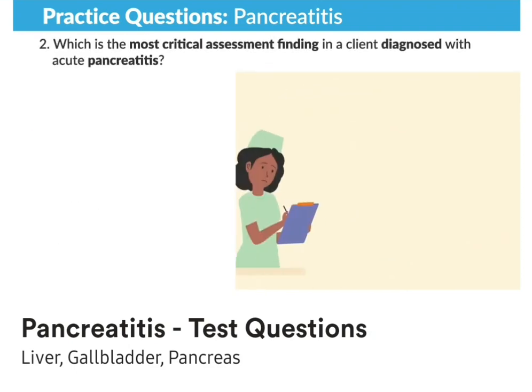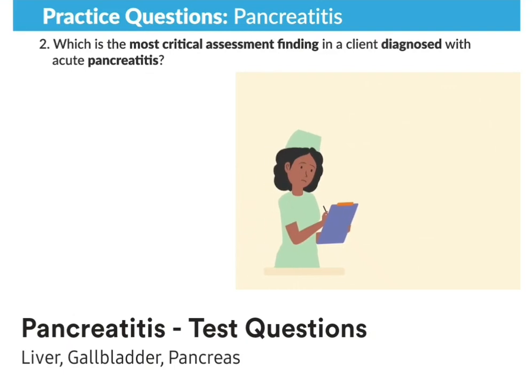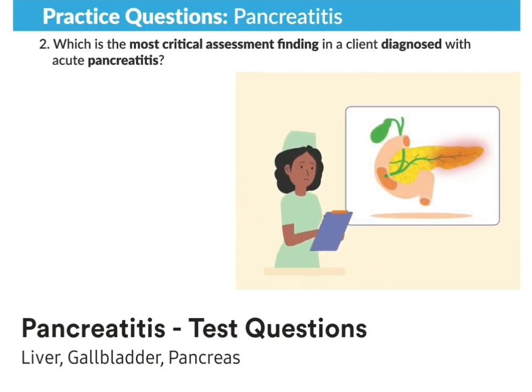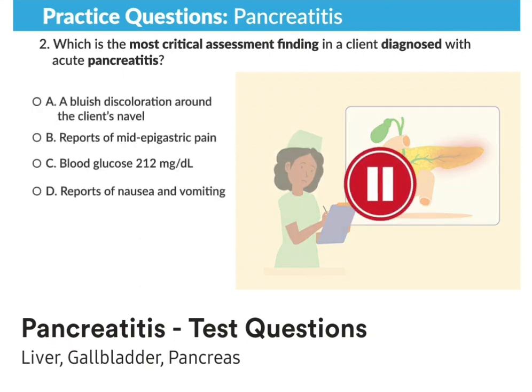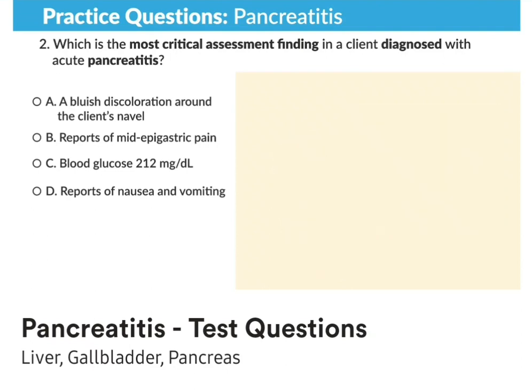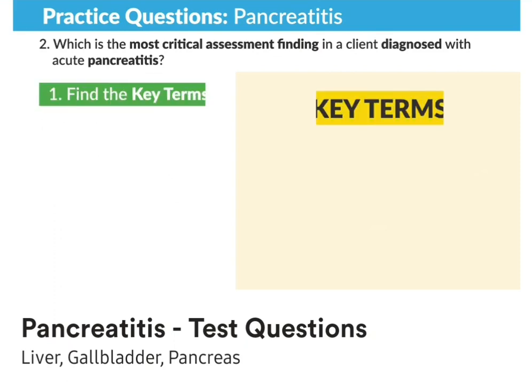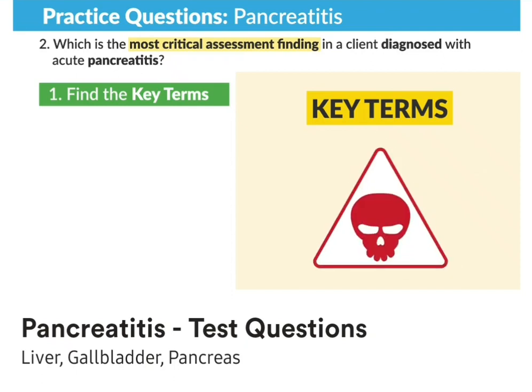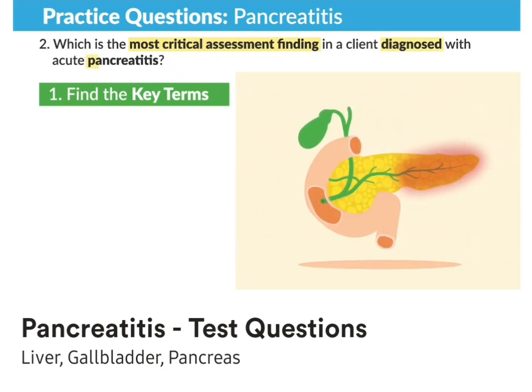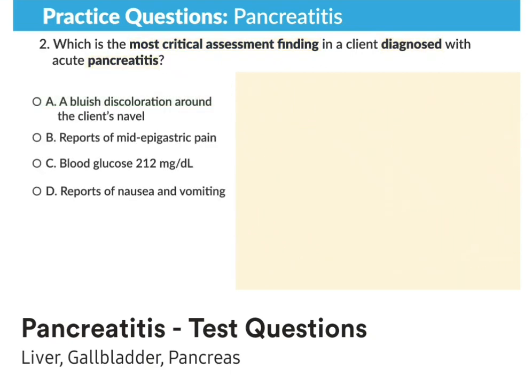Now moving on to question 2. Which is the most critical assessment finding in a client diagnosed with acute pancreatitis? So once again, pause the screen and try your best to answer this question. Now, following our question breakdown strategy, once again, first look at the key terms in the question here. So the most critical assessment finding, so just think what kills the patient the fastest, and always think the worst case scenario for pancreatitis.